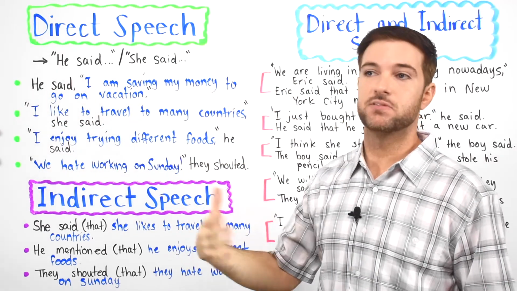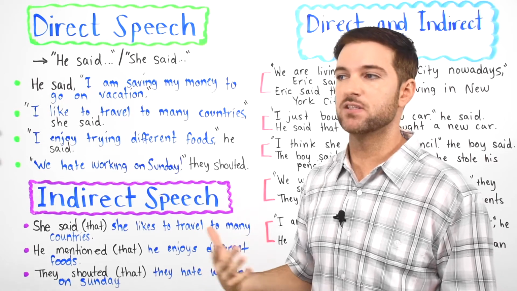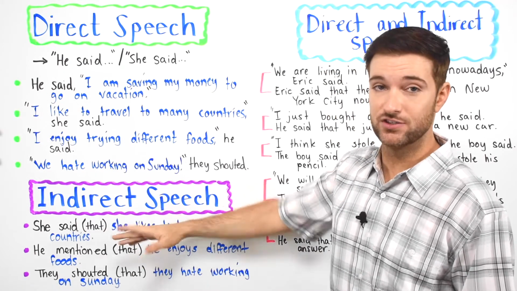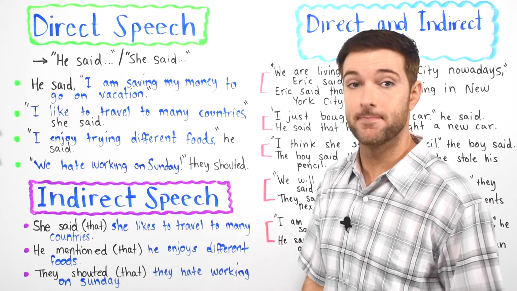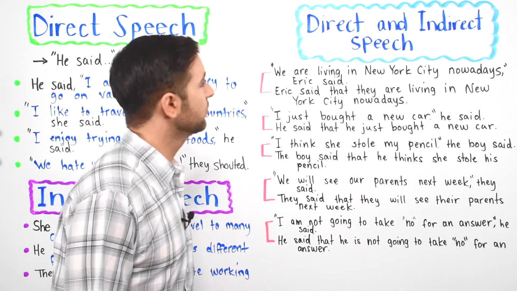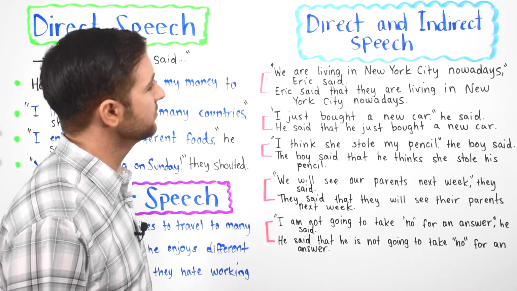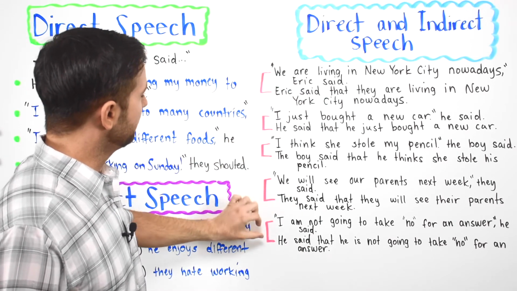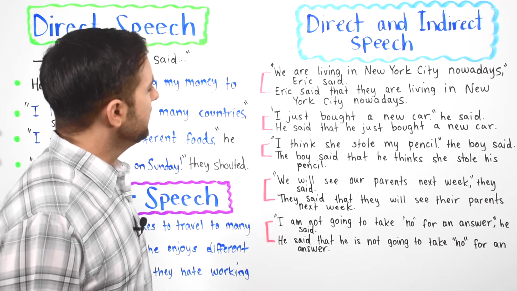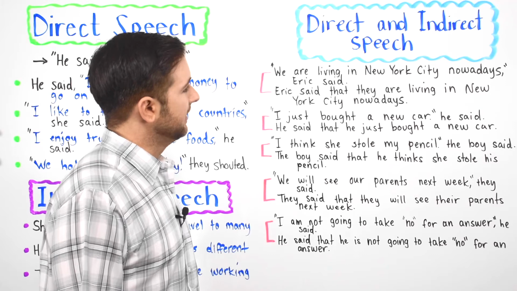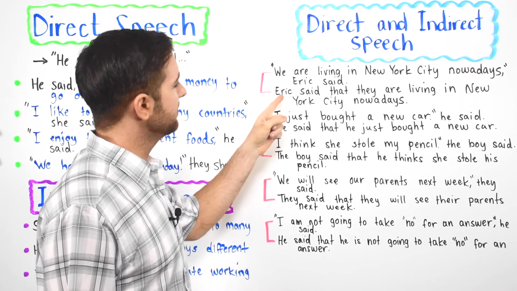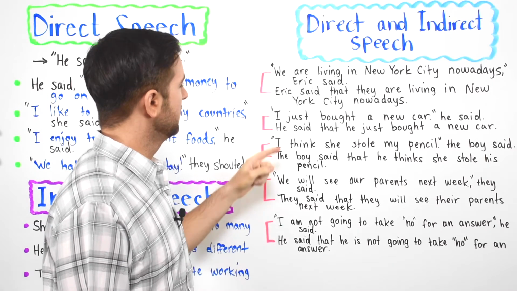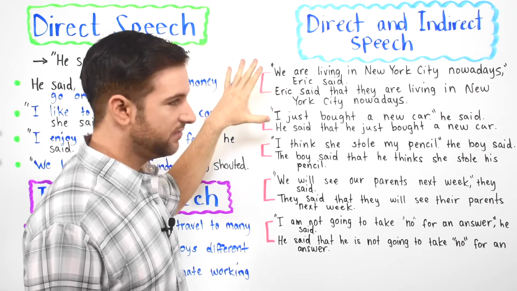When you want to just tell a story or tell somebody something that happened in a general sort of sense, use indirect speech. This is more natural right here, indirect speech. Let's go ahead and look at a few more examples of direct and indirect speech. So you'll see it clearly here. We have 5 examples. We are living in New York City nowadays, Eric said. And then it says, Eric said that they are living in New York City nowadays. So basically, it conveys the same information.